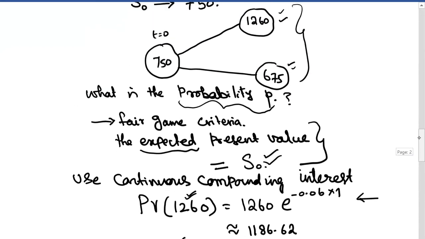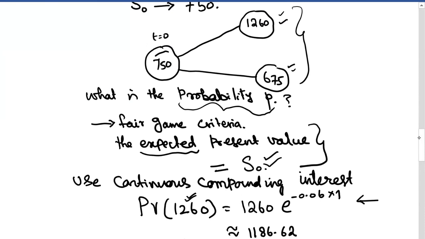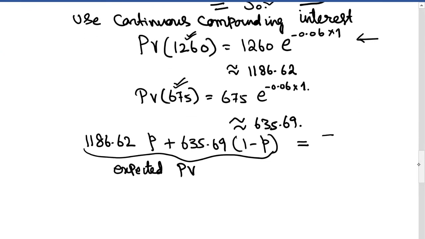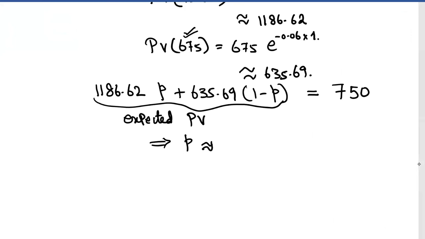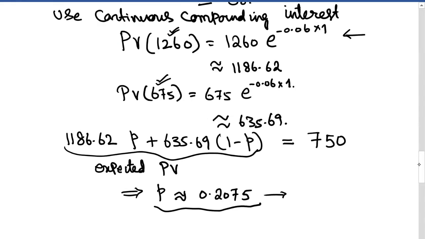So S naught is 750. That's what we have taken. It is equal to 750. You can now find what P is. P is approximately equal to 0.2075. Okay, so that is the probability. You can see that it is a number less than 1 but greater than 0. This is called the risk neutral probability.